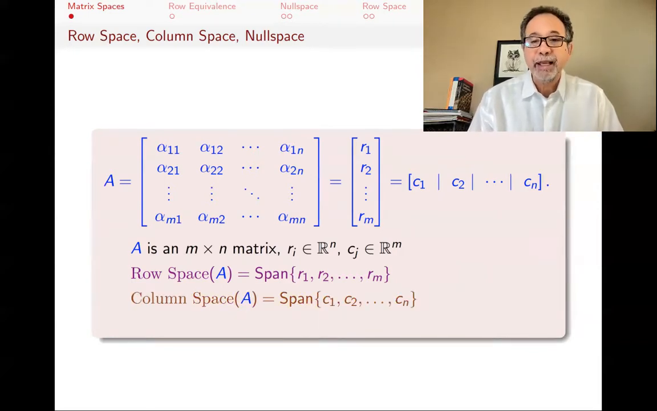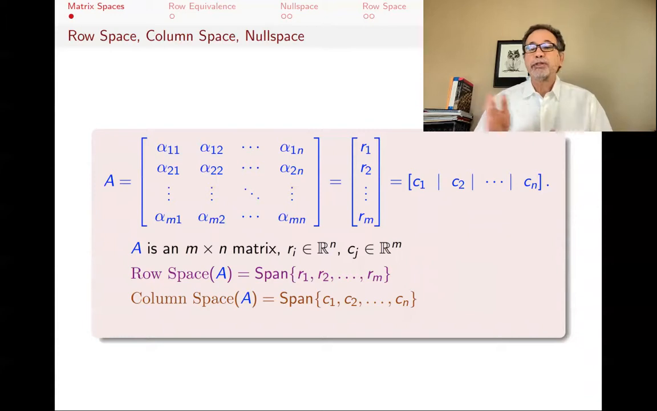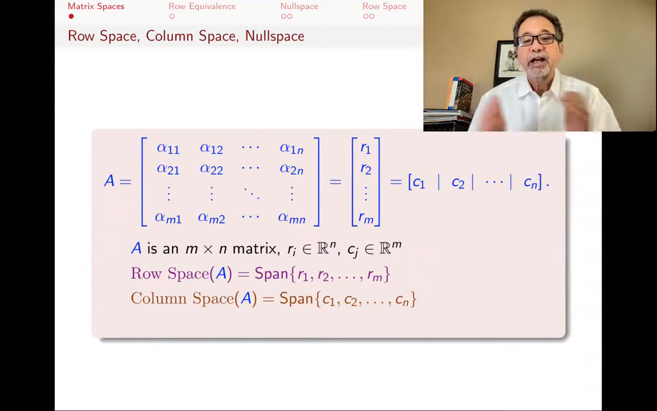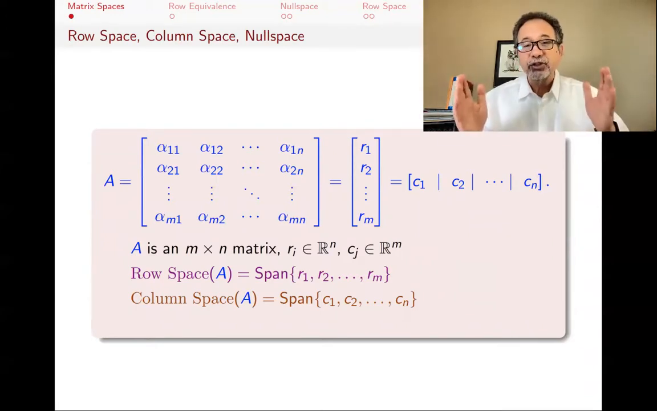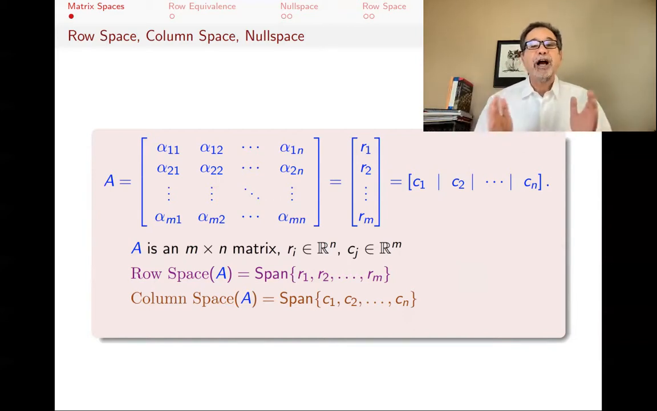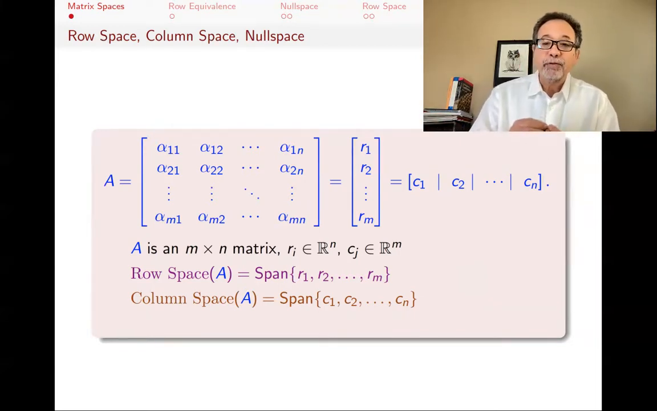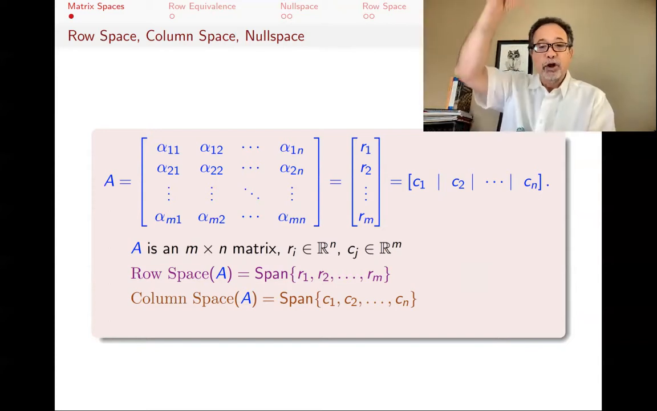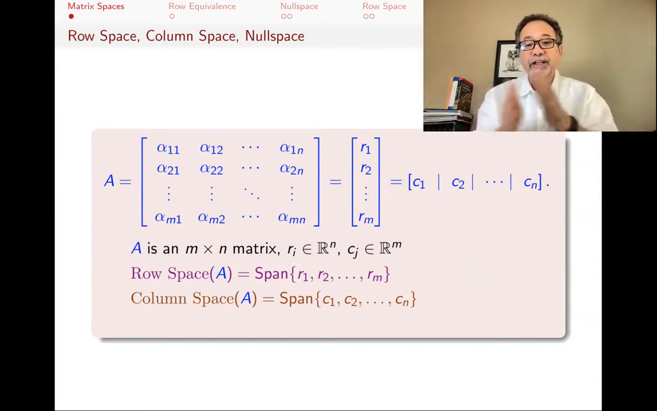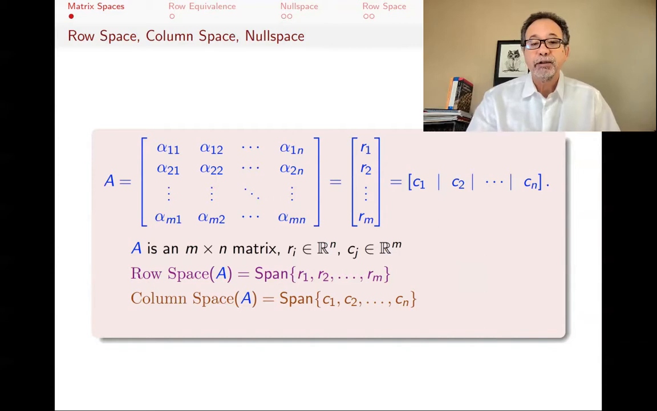Likewise, the column space is the span of the columns: all the linear combinations, all the column vectors you can get by finding linear combinations of the columns. And that will be a subspace of Rm. Each one of these columns, there are n of them, but each one has m entries. It's a long column with m entries. And if you find linear combinations, you find the column space.